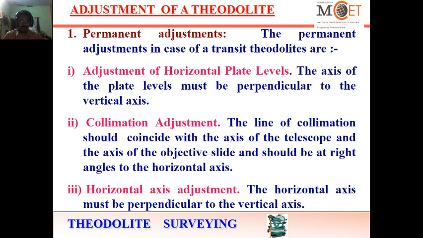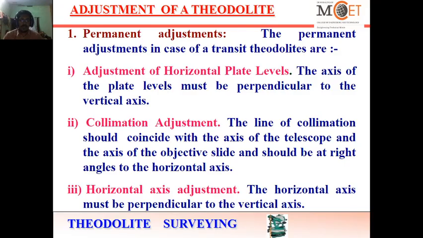In case of transit theodolites, the first one is the adjustment of horizontal plate level. Already I have explained what is plate level. The horizontal plate level is connected through the spindle to the tripod, and it contains the A scale and B scale vernier with the main scale reading, right? That horizontal plate level, how to adjust: the axis of the plate level must be perpendicular to the vertical axis. If it is not, then the observation will be wrong. So it has to be checked properly, right? That has to be made for the permanent adjustment.